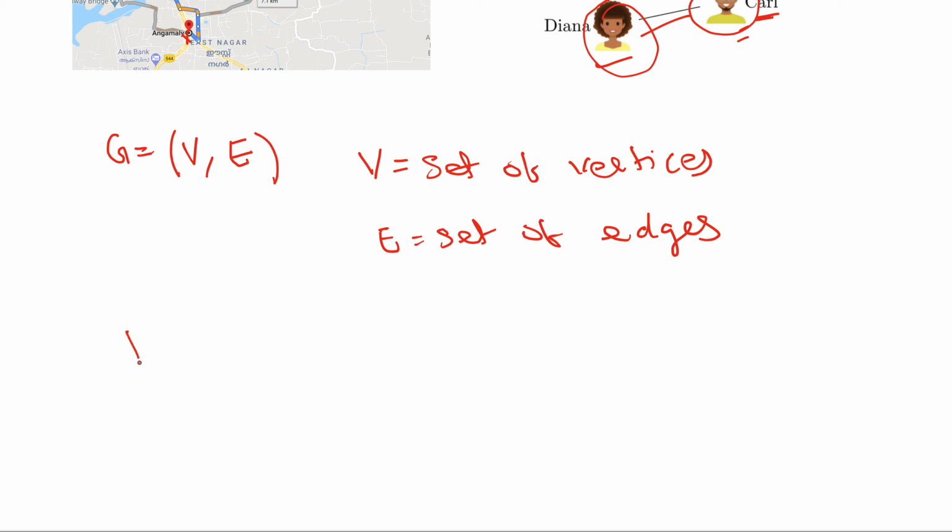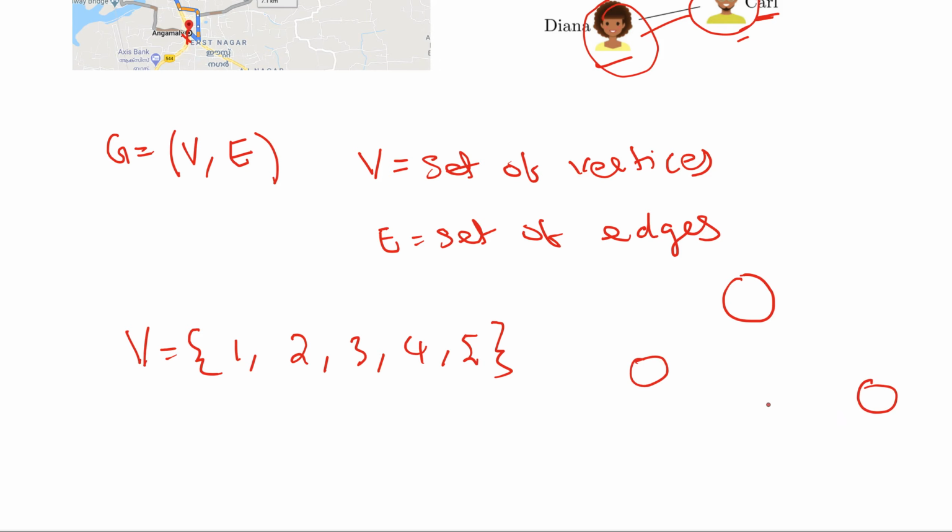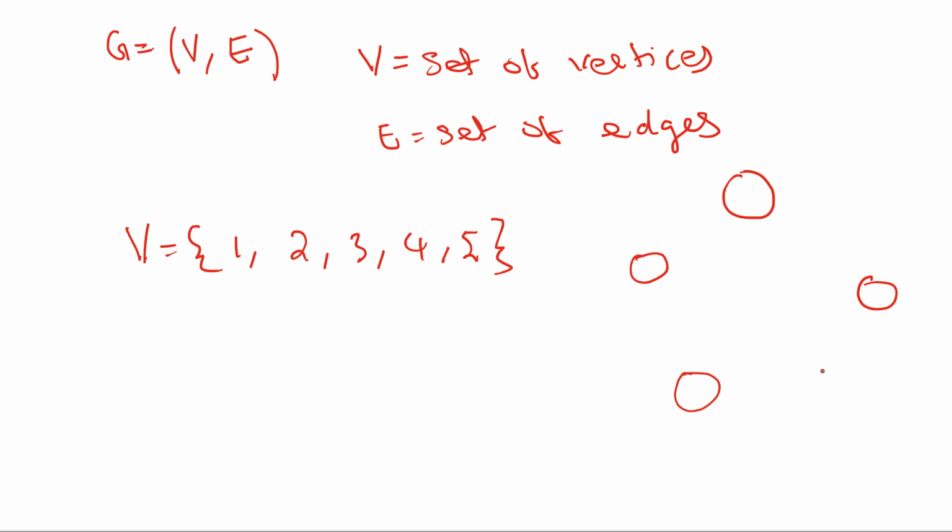Suppose that I have a set V, and that contains these values, let's say 1, 2, 3, 4 and 5. In a pictorial form, the nodes of a graph or the vertices of a graph are represented using certain circles or some black dots. So I have the nodes 1, 2, 3, 4, 5, or I have the vertices 1, 2, 3, 4, 5.